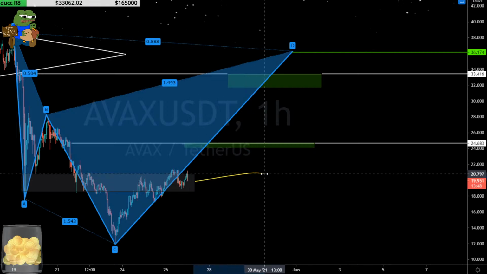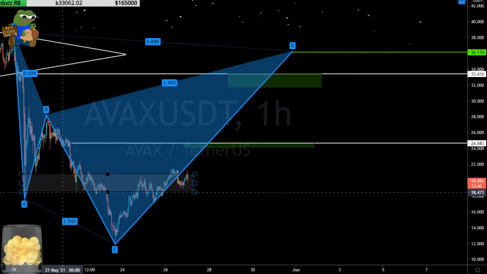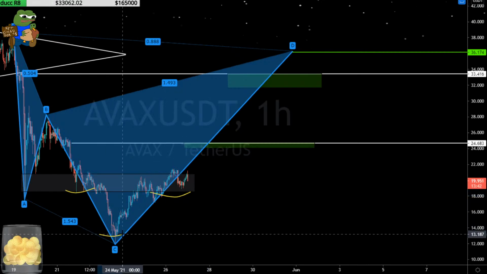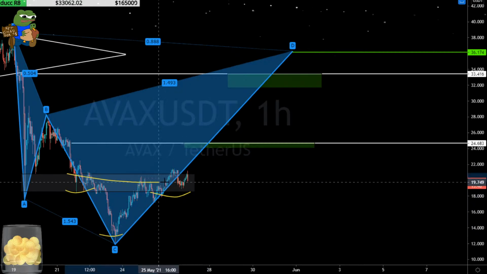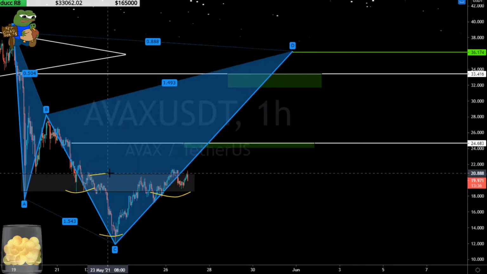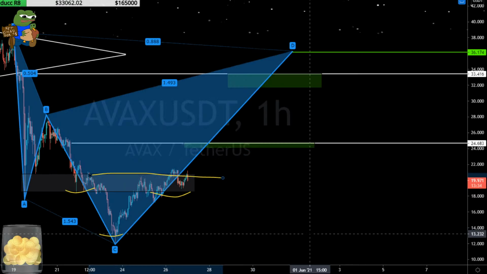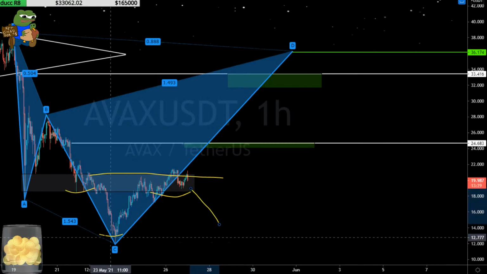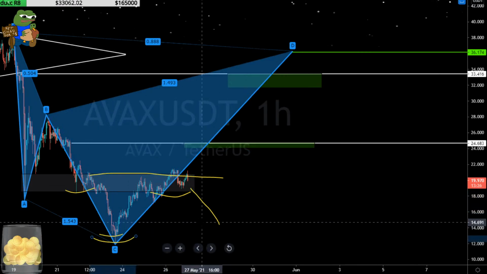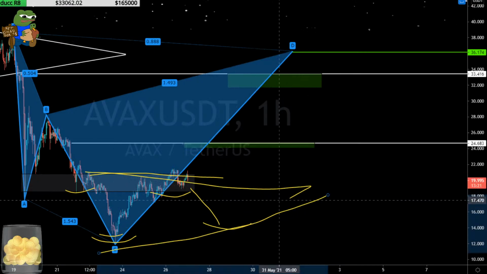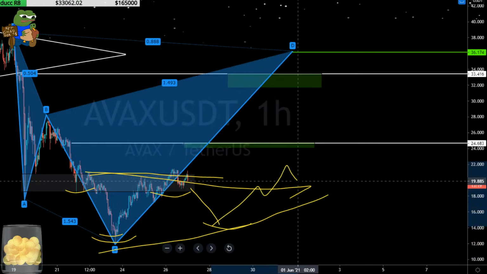AVAX. All of these, again, look really similar. We are painting this inverse head and shoulders right now, and it would have been nice to hold that. But it could sell off right through it, and end up not having been an inverse head and shoulders, just a slightly higher low in the larger structure, and then we rally up.